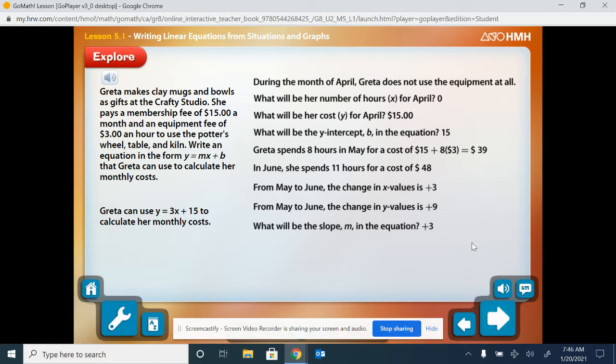So it said write the equation, so I put y equals, and then the y equals was already there, so I didn't have to do that, okay?